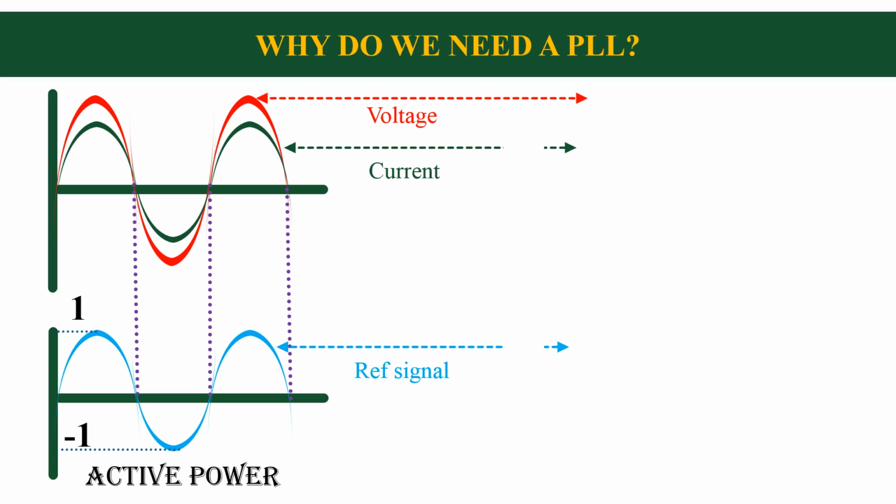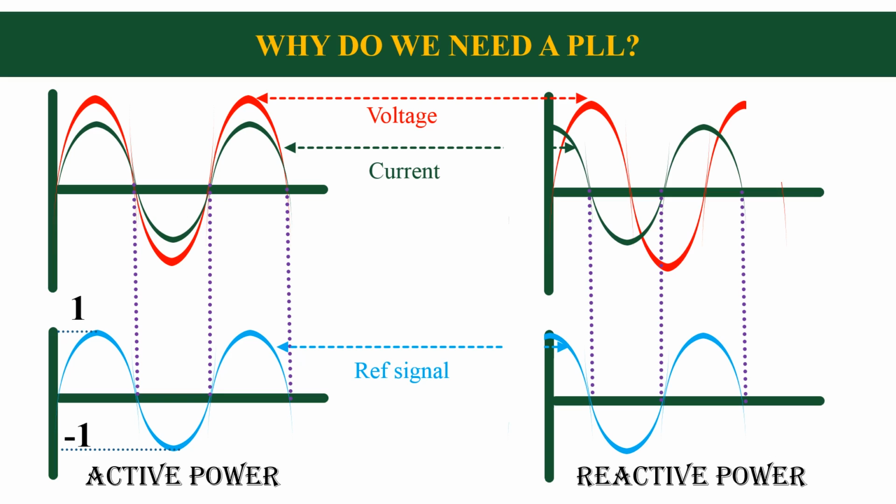So the PLL is used to generate this signal, and this signal is used as the reference for the implementation of the current controller in a grid-connected inverter. Similarly, when we need to send reactive power to the grid, we use the PLL to generate a signal which is 90 degrees out of phase with the actual voltage.